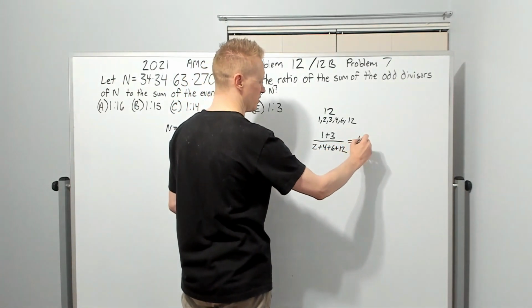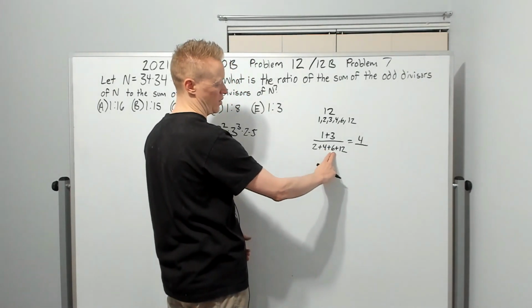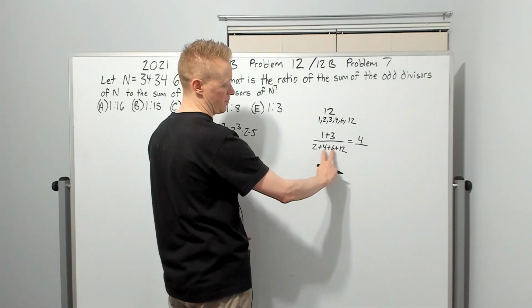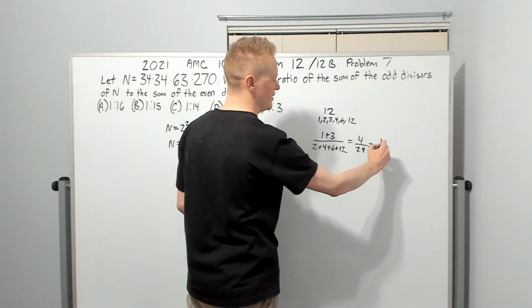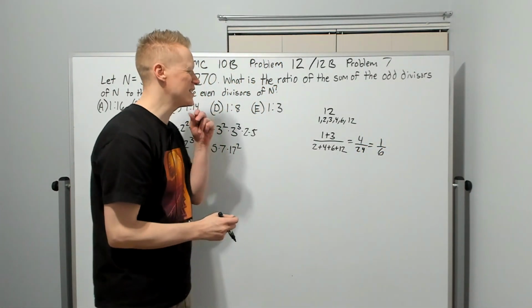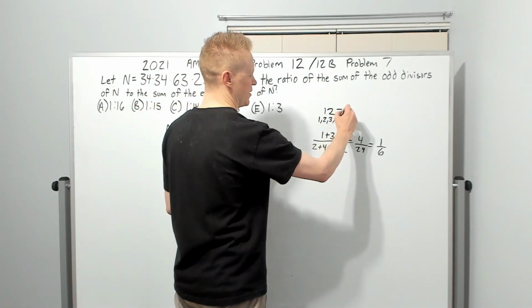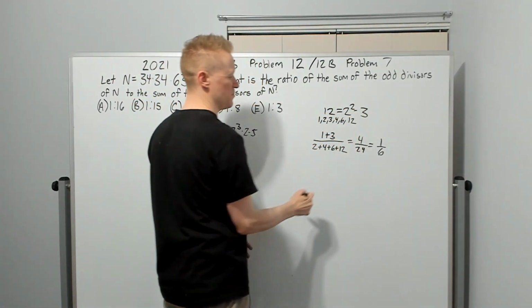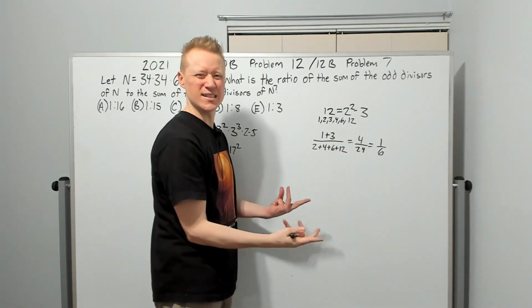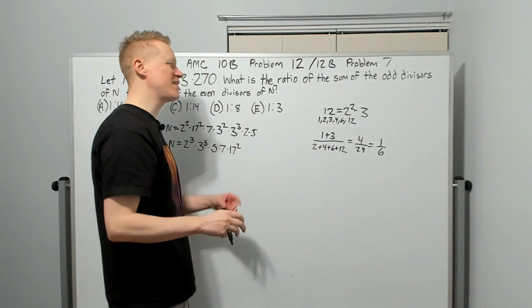What is that equal to? 4 plus 6 plus 12, that's going to be 24. It's going to equal 1/6. Why 1/6? I couldn't tell quite yet. What about prime factoring 12? It's 2 squared times 3. Is it because 2 times 3 is 6? Don't know yet. Let's get another example.